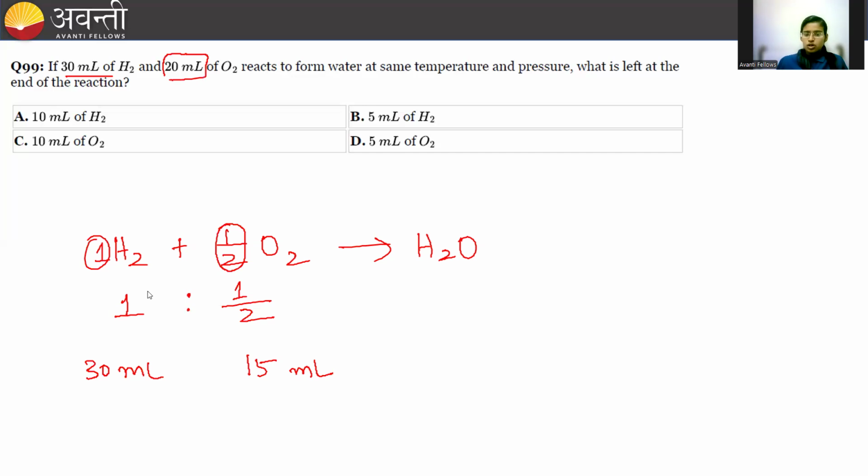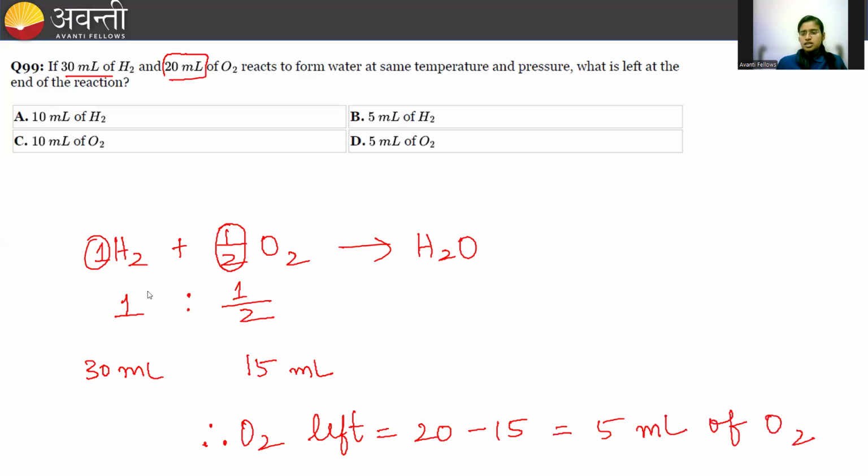Okay. So therefore, oxygen left in the reaction is equal to, we have 20 ml, out of which only 15 reacted with hydrogen, okay, with a half mole of it. So the remaining oxygen will be 20 minus 15, which is equal to 5 ml. So 5 ml of oxygen is left at the end of the reaction. Okay. So option D is the correct answer for this question. We have 20 ml of oxygen, but only 15 has reacted because the ratio is just half of the hydrogen value. Got it?